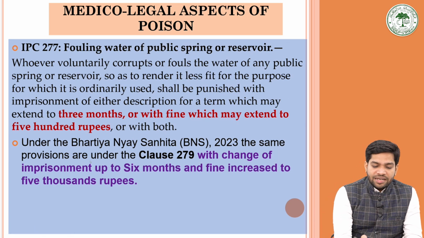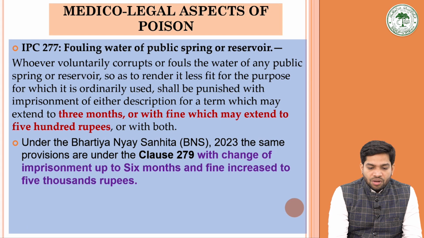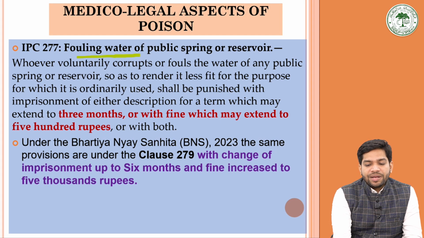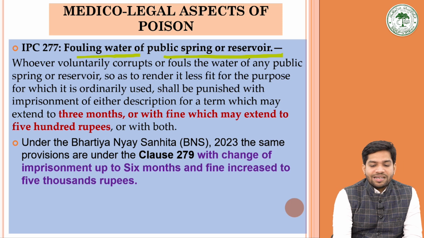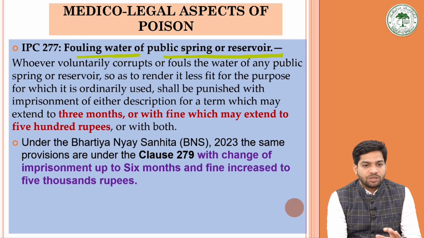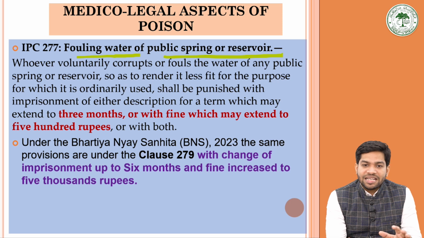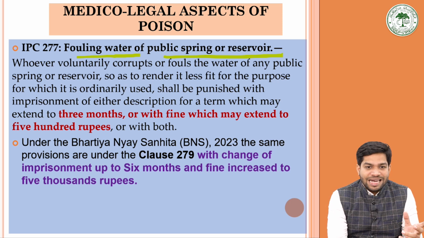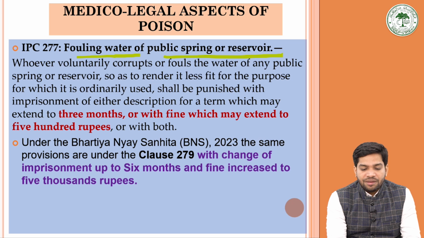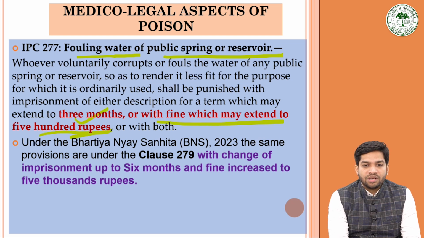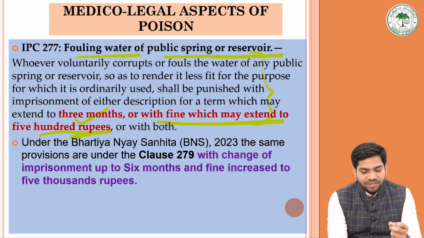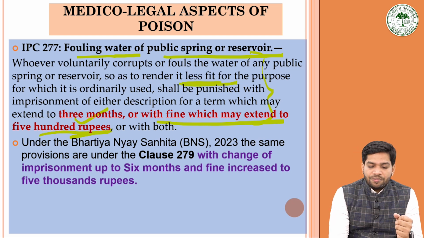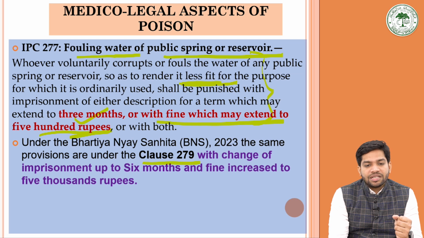Further, 277 is the fouling of public spring or reservoir. Whoever voluntarily corrupts or fouls the water of any public spring or reservoir so as to render it less fit for the purpose for which it is ordinarily used shall be punished with imprisonment of 3 months or with fine which may extend to 500 rupees. So, this is about water pollution. Whoever pollutes the water to render it unfit or even less fit is punished under this section. Under the BNS, there is a slight change, with imprisonment increased to 6 months and fine increased up to 5000 rupees.